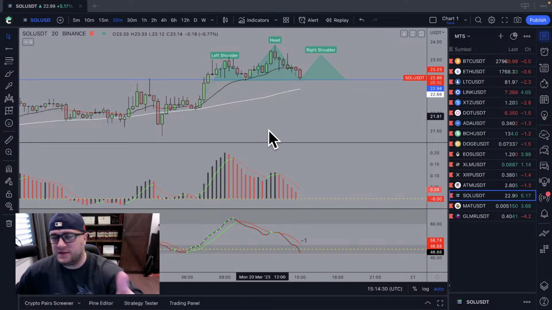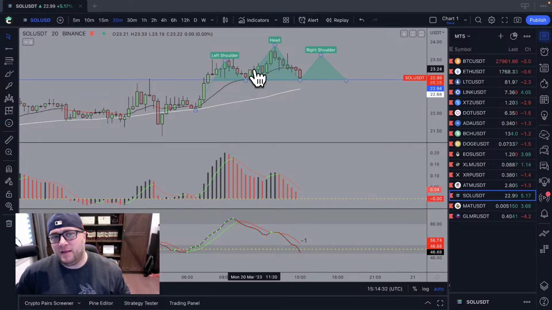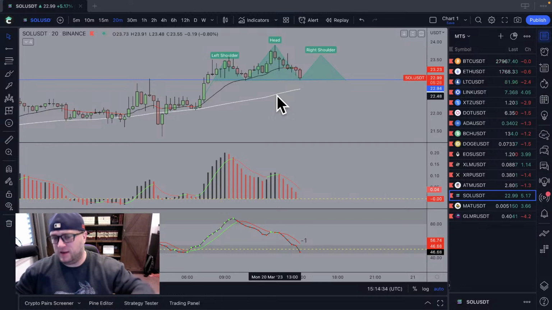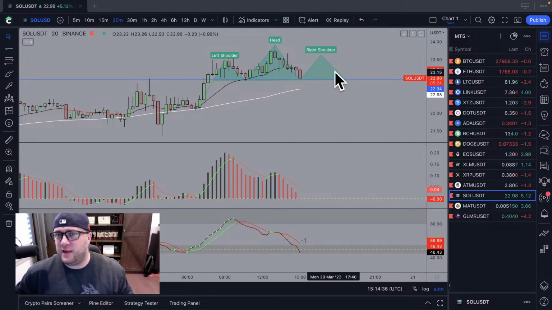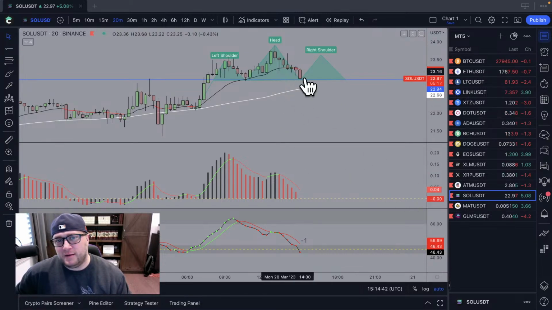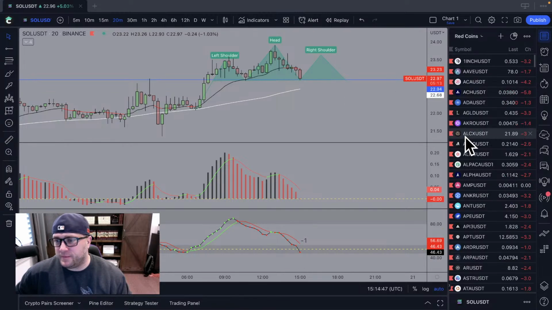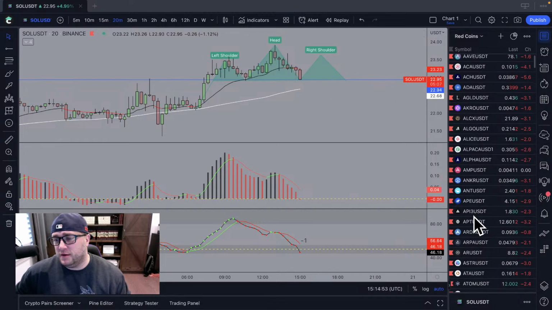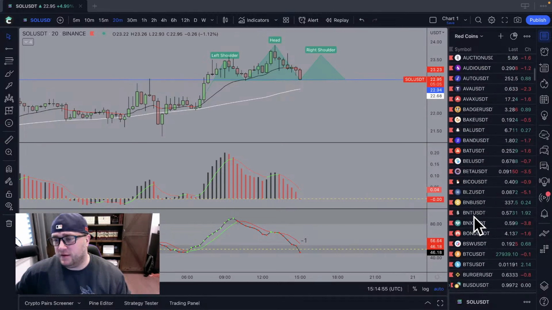But see, this is a prime example of why divergence is the best thing to trade. I love divergence because they work so much of the time, and they're easy to spot and easy to trade. That would have been a good one. We're still going to head down, but I think we're going to form this right shoulder first. So let's see how it plays out.